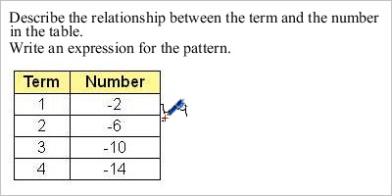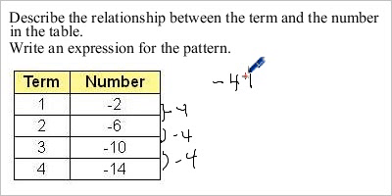each time. So between -6 and -10, we subtract 4, and we subtract 4. So it might seem that we need to subtract 4 in our expression, but again, think of this as a multiple of -4. So we need to take our term number and multiply it by this factor each time. So in our expression, we will have -4 times, and we could just have t to represent the term number.